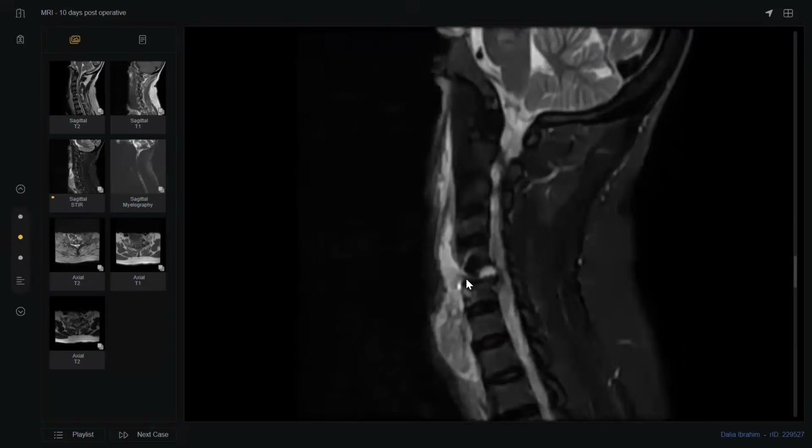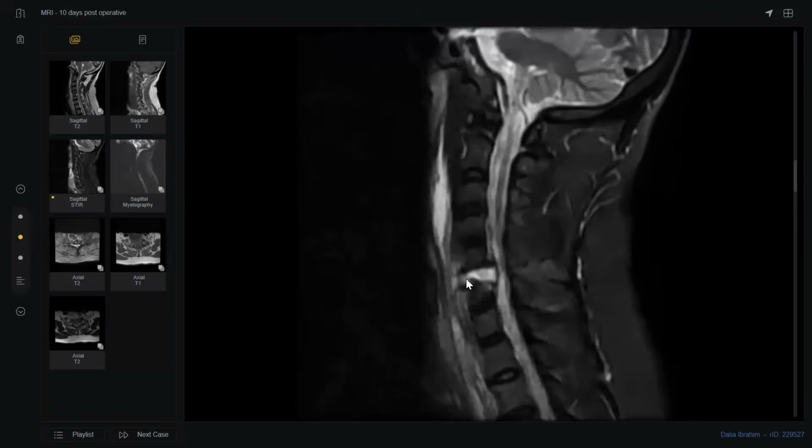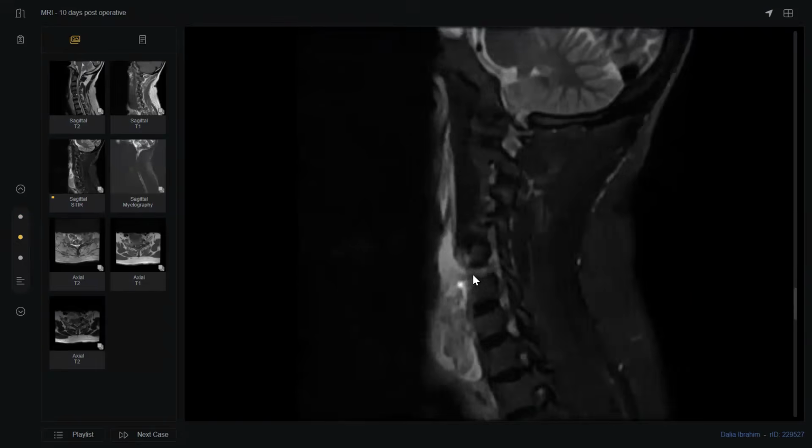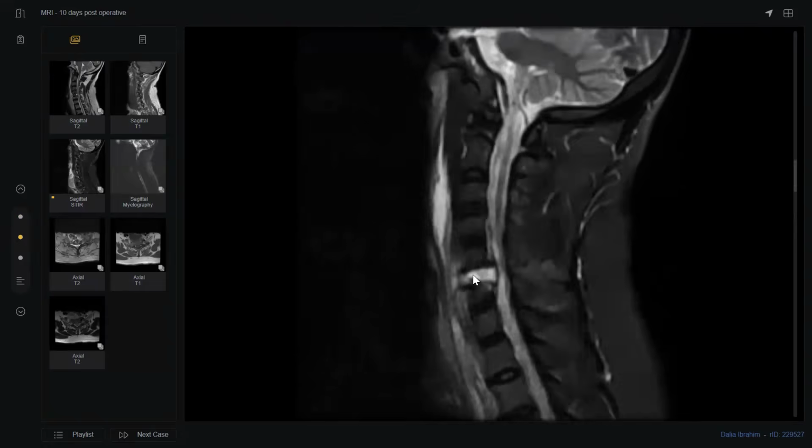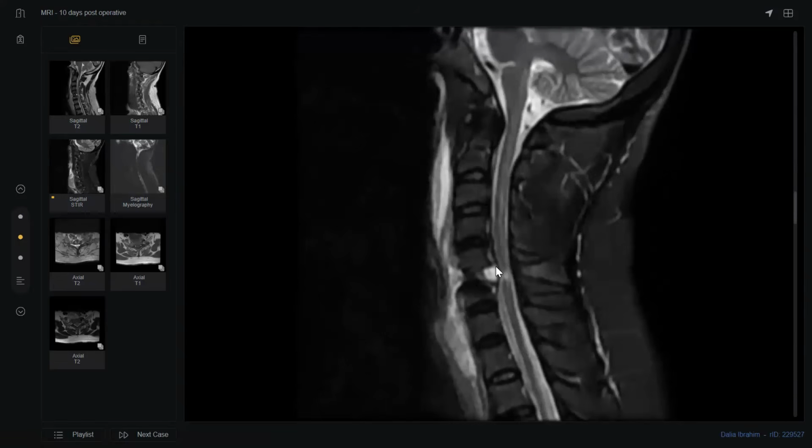What happened here? You forgot to tell me about the site of operation. This is a disk spacer, my colleagues. And the disk spacer extended beyond the posterior surface of the vertebrae. And this is abnormal. Very important.